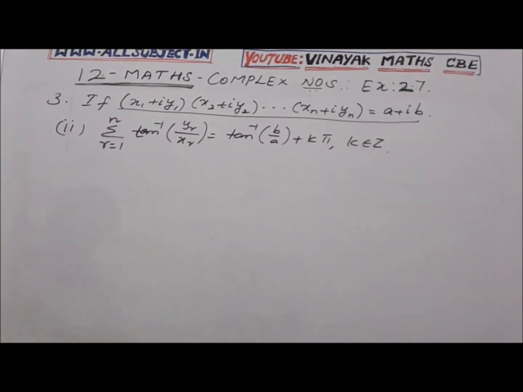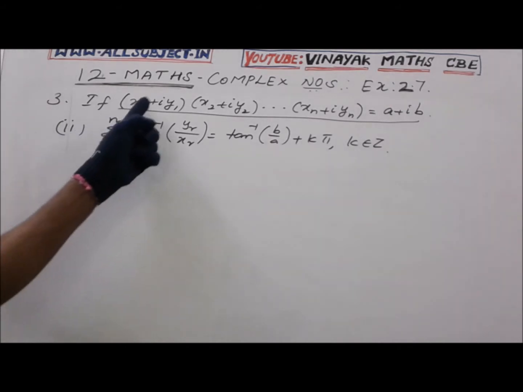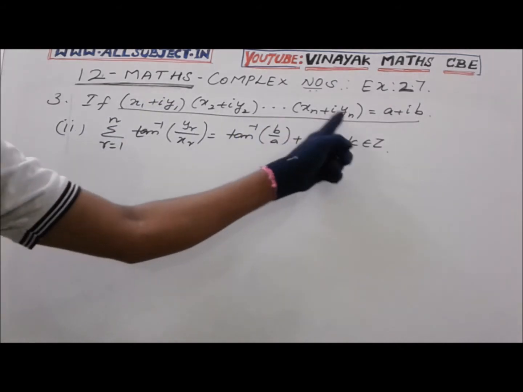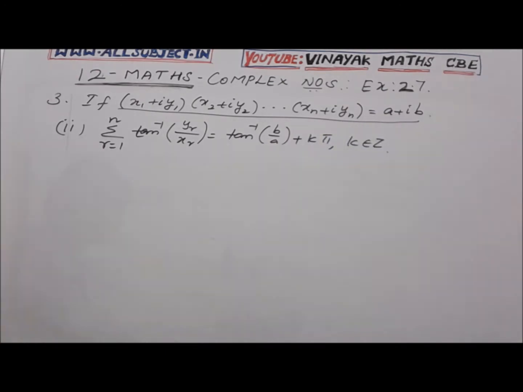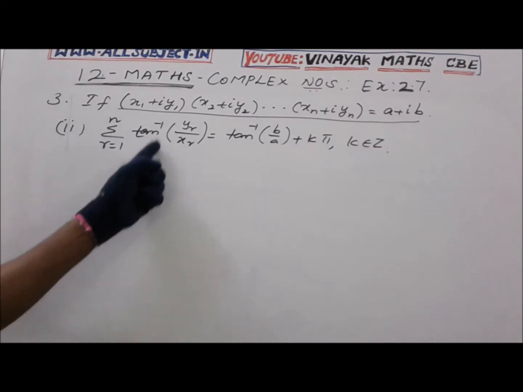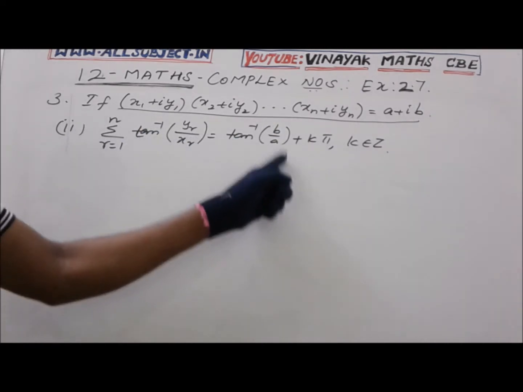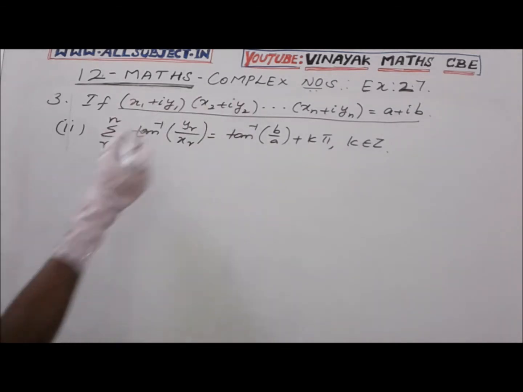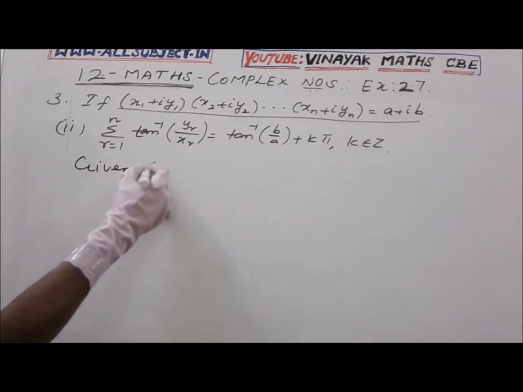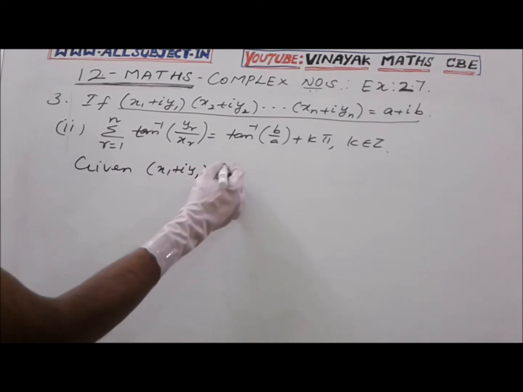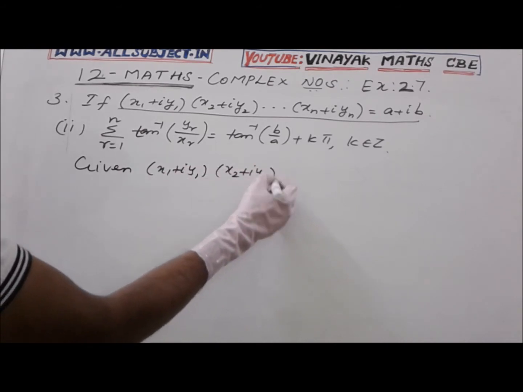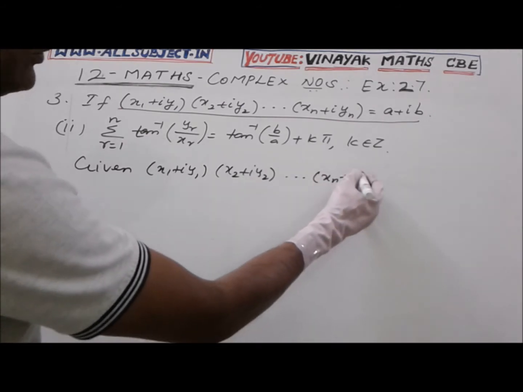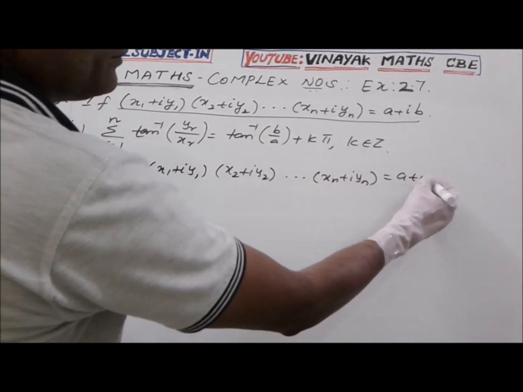Subdivision number 2 in question number 3. Given (x1 + iy1)(x2 + iy2) etc. (xn + iyn) equal to a + ib. Now we should prove the sum of r equal to 1 to n of tan inverse of yr by xr equal to tan inverse of b by a plus k pi, where k belongs to Z. Now the given result is this one, given (x1 + iy1)(x2 + iy2) etc. (xn + iyn) equal to a + ib.